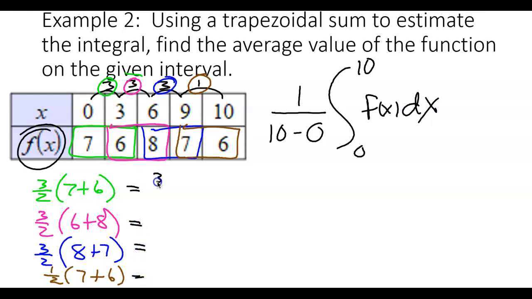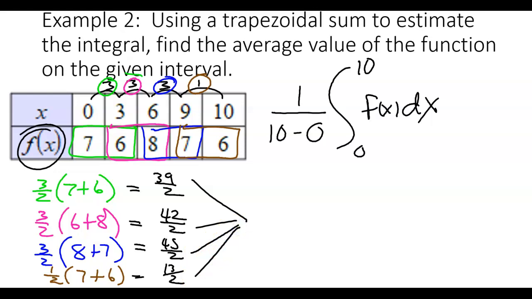So for the first one, I get 39 halves. For the next one, I get 42 halves. And I'm going to leave it as a fraction, just in case they don't all reduce. And I need to add them anyway. So 15 and 5 makes 45. And then 13. There's a couple in here that aren't going to reduce, so I'm just going to leave them all as fractions. We'll add them up. I got 139. So if we add them all up, we get 139 over 2.